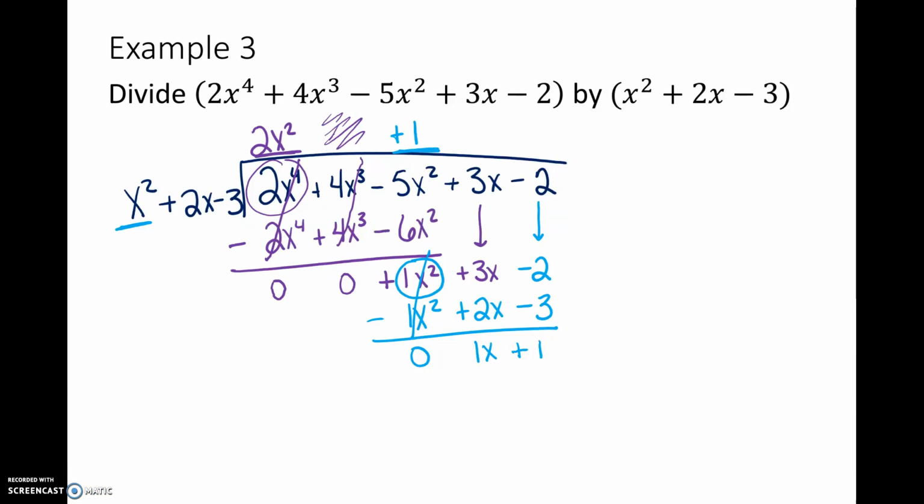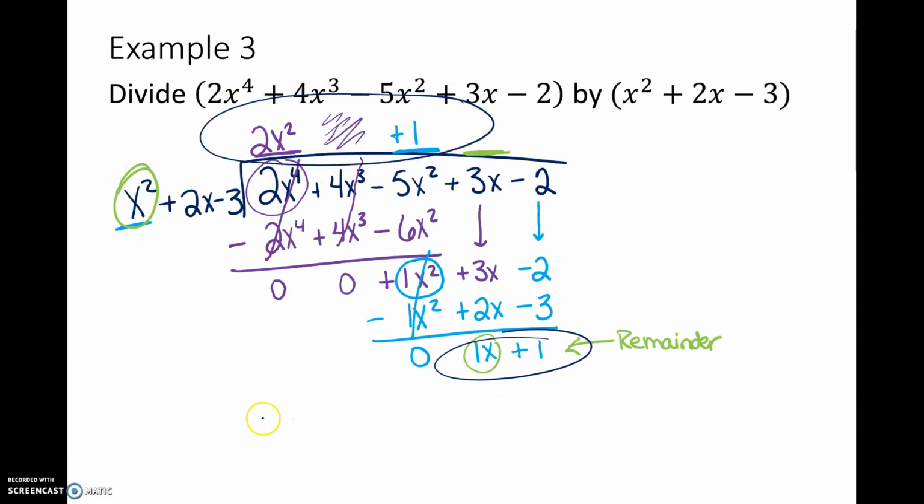Okay, now here's the real interesting thing about this trinomial that we're dividing by. If I want to figure out what goes in that light green blank, let's think about this for a minute. Can I do x squared times something to give me 1x? If I'm already at x squared, I can't multiply by something and then suddenly have a smaller exponent. So this is actually the end. This is going to be our remainder. Our final answer would be this stuff on the top and our remainder.